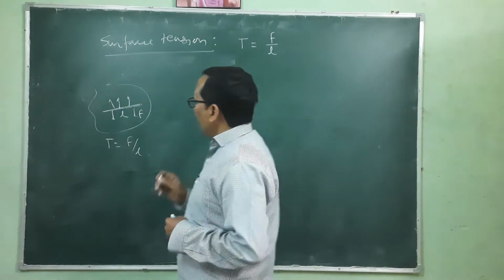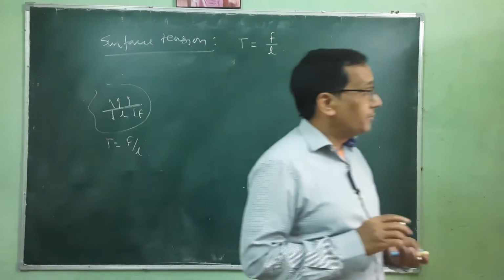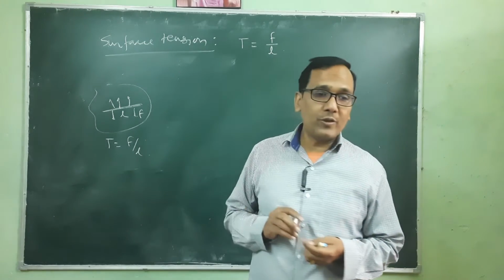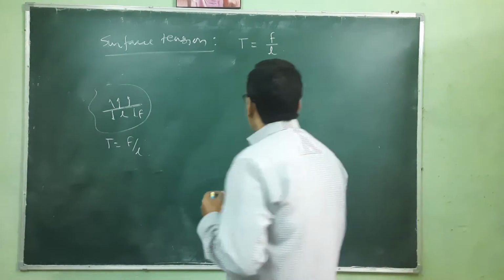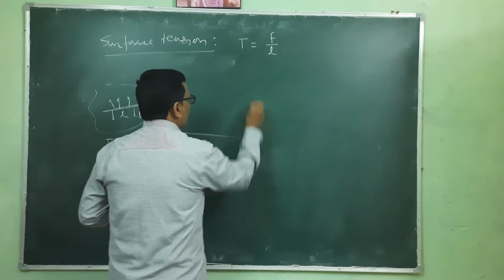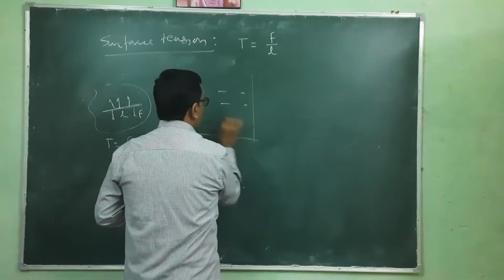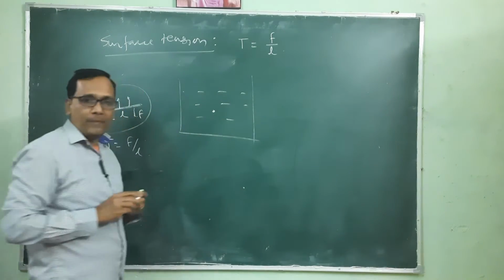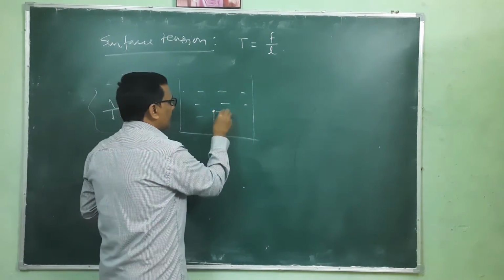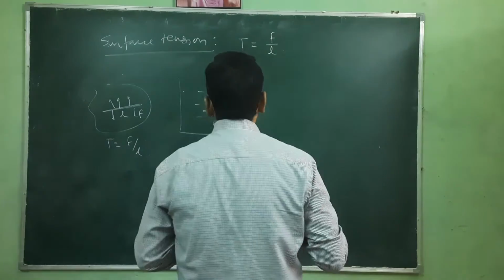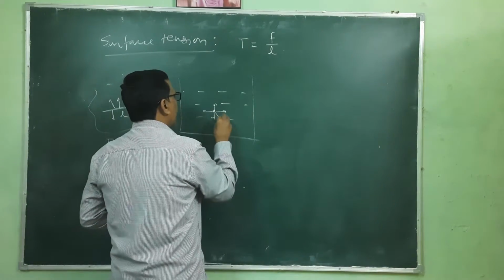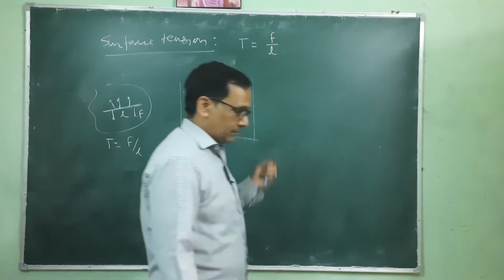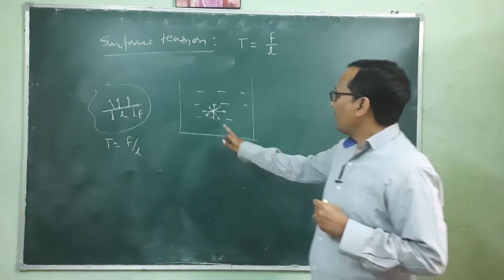In order to discuss the mechanism, the reason behind this surface tension, we used the molecular theory. So this is that liquid. If we have one molecule somewhere here inside, it will be in equilibrium because of equal and identical force in all directions. So the molecules inside this liquid will be in equilibrium position.